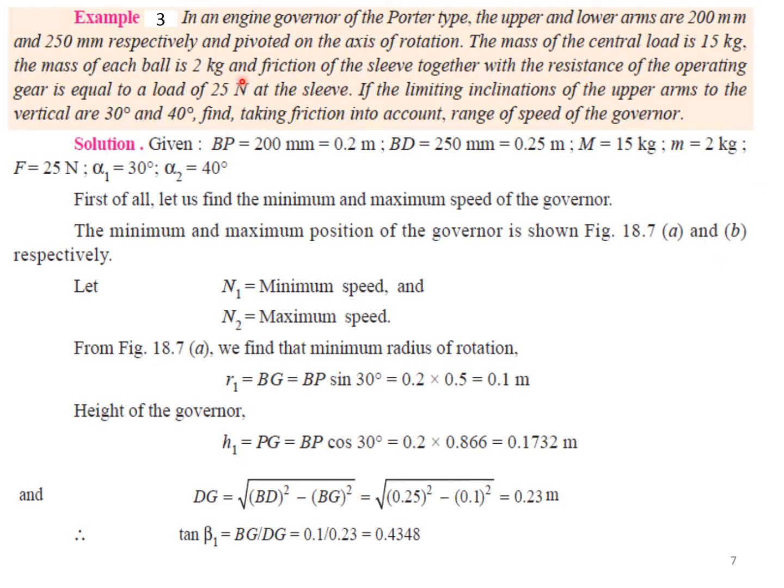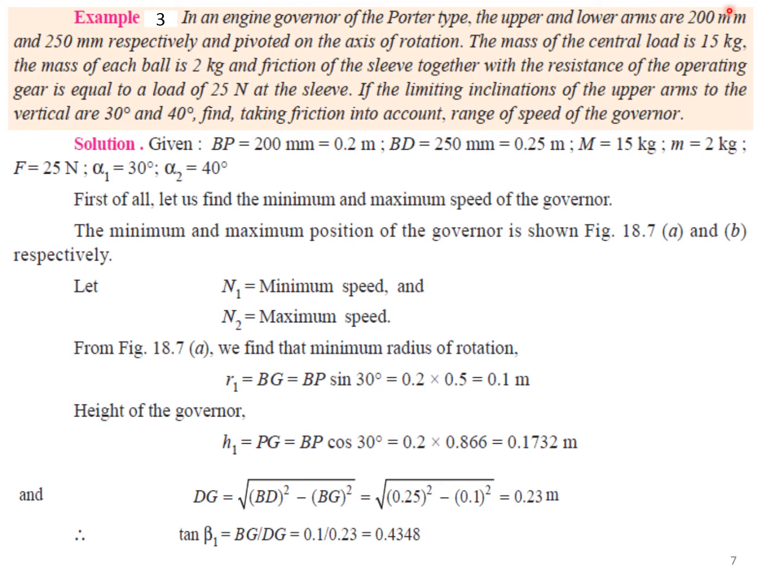In this problem, in an engine governor of Porter type, the upper and lower arms are 200 mm and 250 mm respectively and pivoted on the axis of rotation. The mass of the central load is 15 kg and mass of each ball is 2 kg. Friction on the sleeve with resistance of operating gear is equal to 25 newtons over the sleeve. If the limiting inclinations of the upper arm to the vertical are 30 degree and 40 degree, find, taking friction into account, the range of speed of governor.